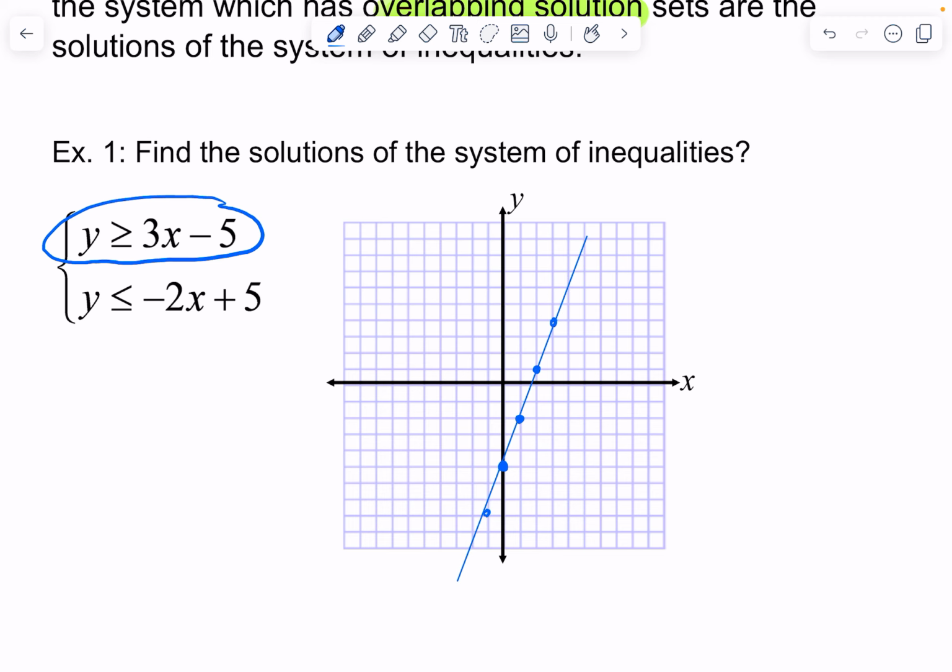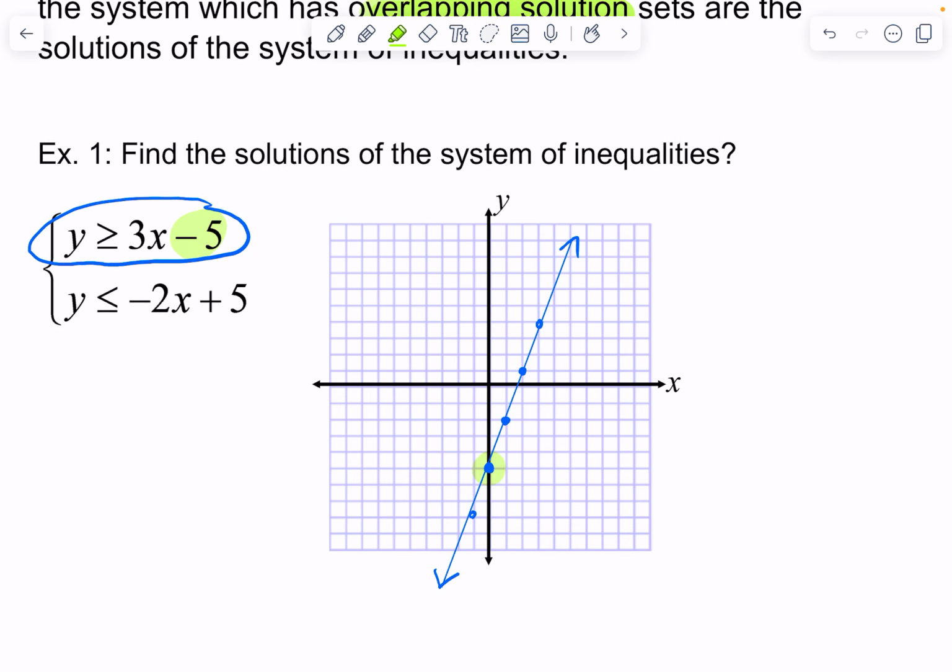If it's greater than or equal to or less than or equal to, it's solid. If it's greater than or less than, it is dashed. So this is greater than or equal to, and a little trick I always like to use is identify the y-intercept and then read the shading from there. If y is going to be greater than or equal to this function and my y-intercept is -5, greater than that value is going to be above it. So I'm going to shade above.